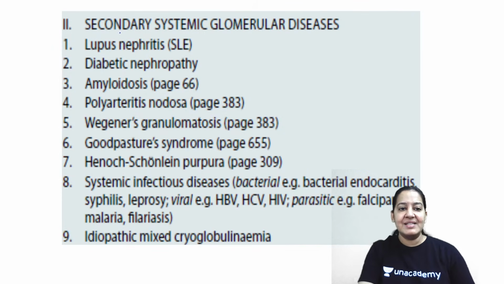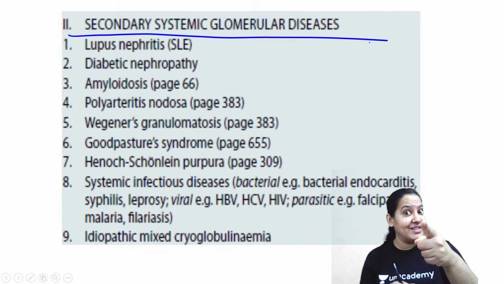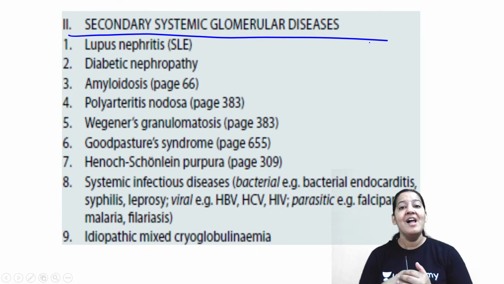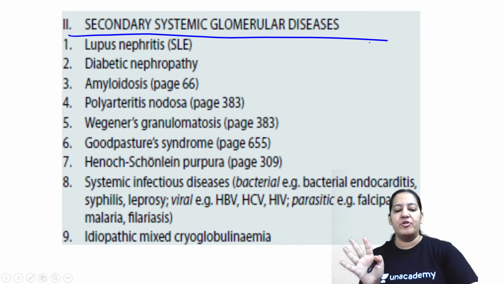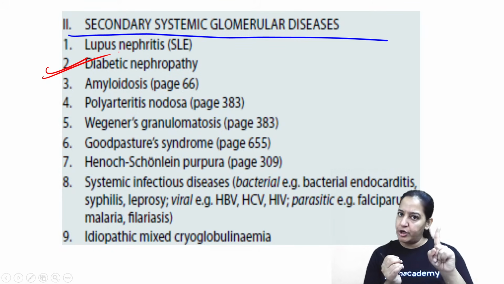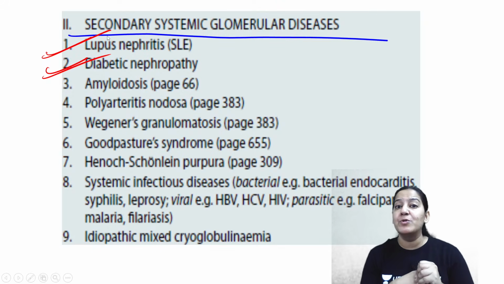So from the secondary, I started teaching you secondary glomerulonephritis today. The primary ones were done yesterday. The 9 primary glomerulonephritis we did in a beautiful comparative manner yesterday. Today I have started secondary glomerulonephritis. From the secondary, one is done, diabetes. So in the secondary, the first I taught you is diabetes. Second, I am teaching you lupus nephritis. Let me start lupus nephritis.